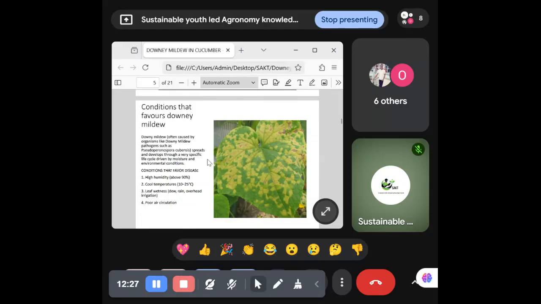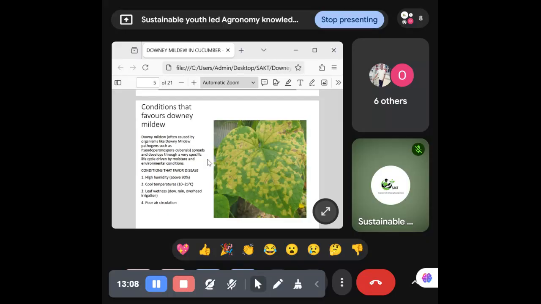So let's see the next slide, the conditions that favor Downy mildew. Like I said before, for this pathogen to grow on your plant, the first thing is that it enters your leaf. The major place where you find Downy mildew is on your leaf. Downy mildew is caused by an organism, the Downy mildew pathogen, such as we mentioned before, which spreads and develops through a very specific life cycle driven by moisture and environmental conditions.